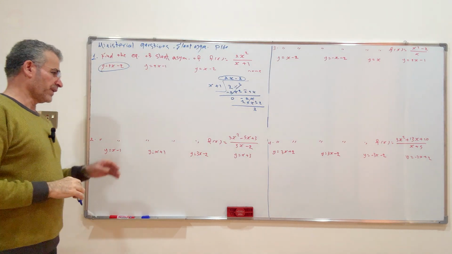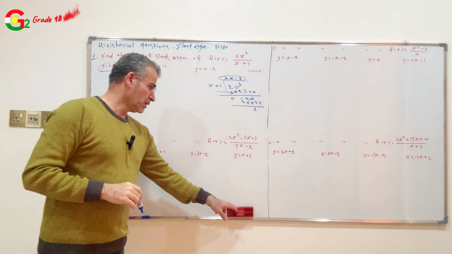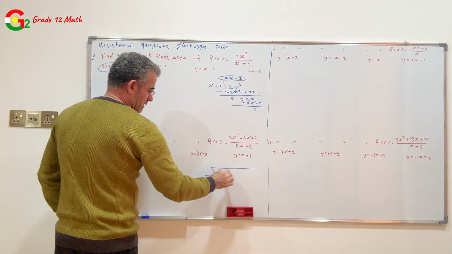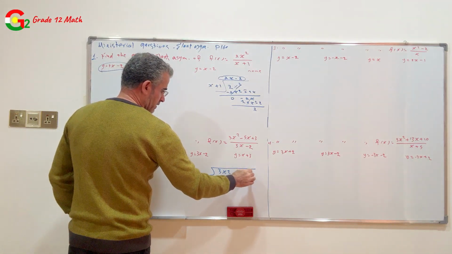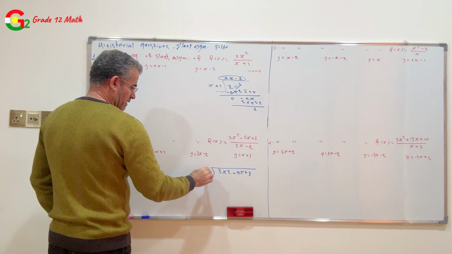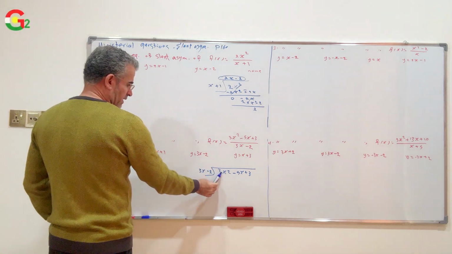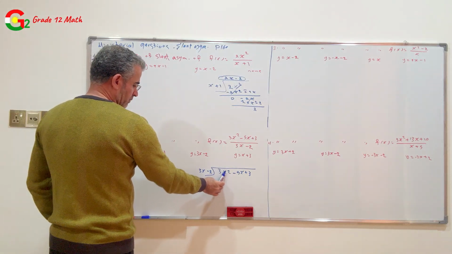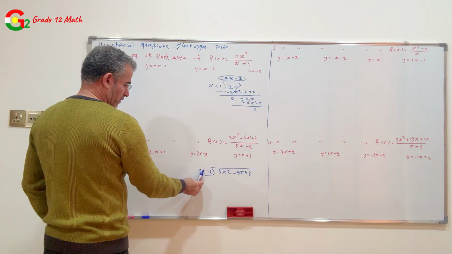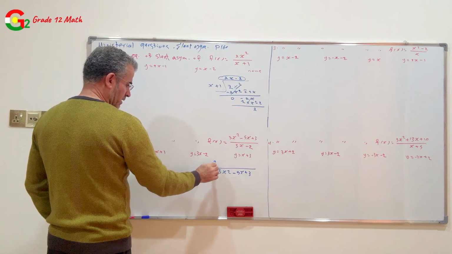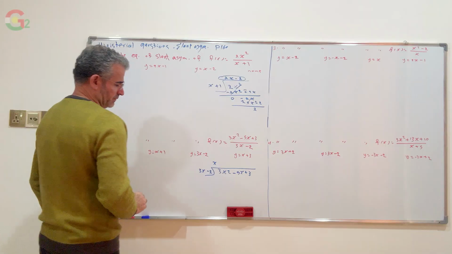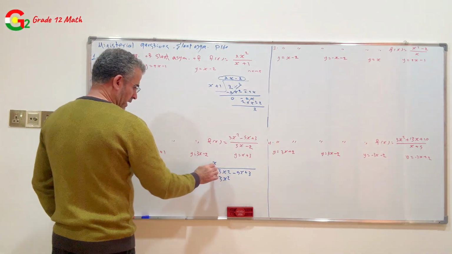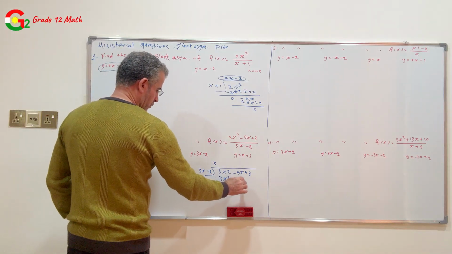Question number 2. Find the equation of the slant asymptote of the function 3x power 2 minus 5x plus 3 over 3x minus 2. Take the first term in the numerator, 3x power 2, divided by the first term in the denominator, 3x. 3x power 2 divided by 3x is x. Now, x times 3x is 3x power 2. x times negative 2 is negative 2x.